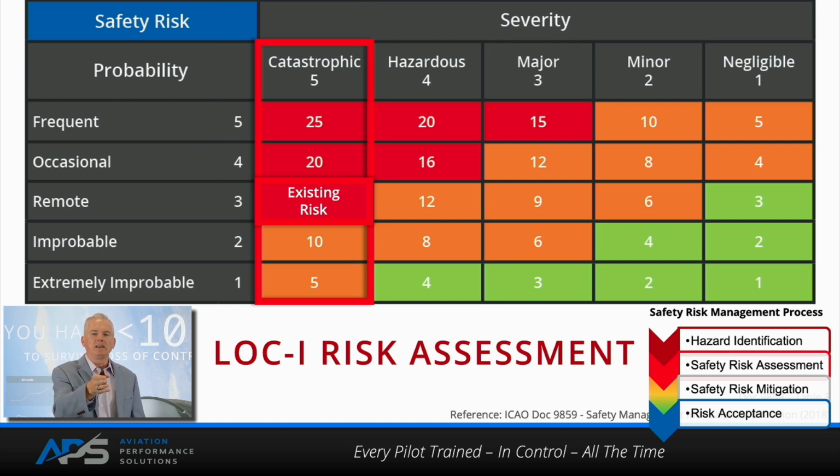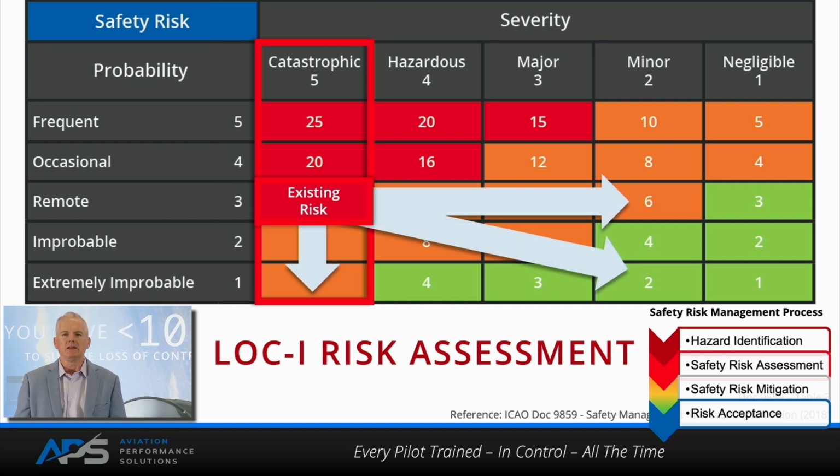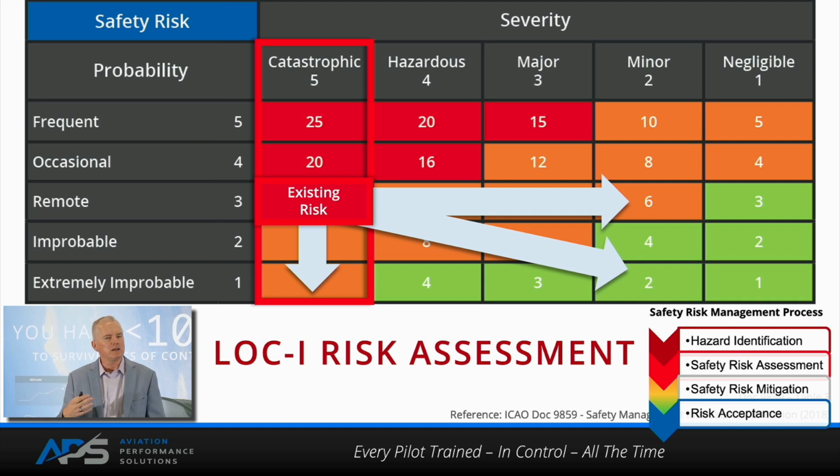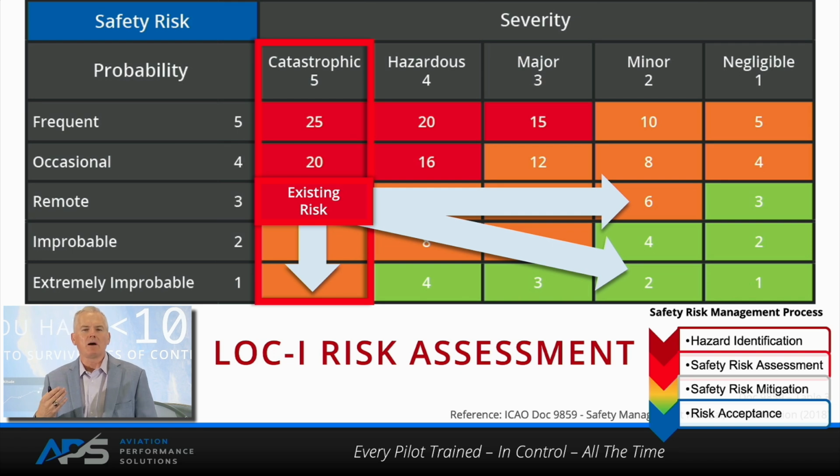So the goal of this particular process, as we go from safety risk assessment, which is what we just did, we're landing on that square, the ideal safety risk mitigation is we like to drive down both probability and severity, which is usually fairly unheard of in risk mitigation. Usually it's one or the other, not both. But in the term upset prevention and recovery training, it's telegraphing what both are. So for example, in upset prevention, that's what drives down the probability.